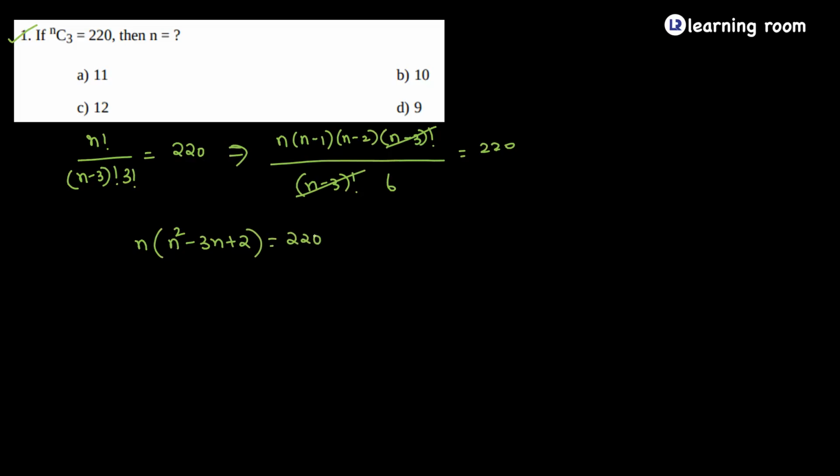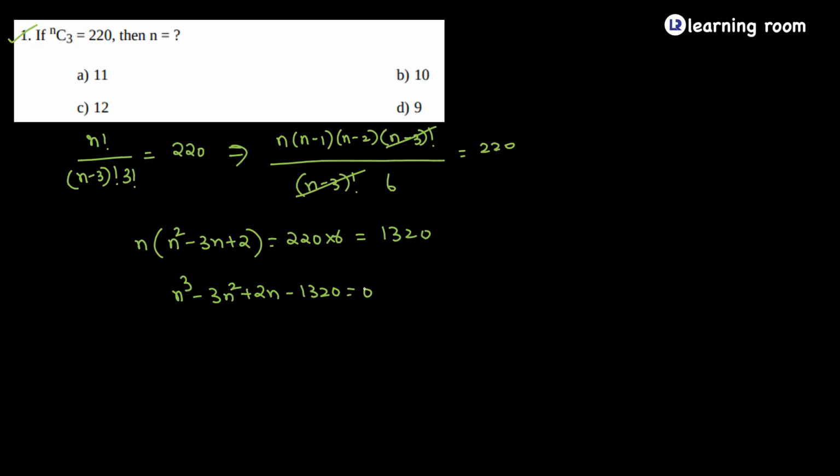Is that right? 220 into 6. So it will be 1320. Right. So n will get multiplied. So it will be n cube minus 3n square plus 2n minus 1320 is equal to 0. Right. Is it going to this thing?